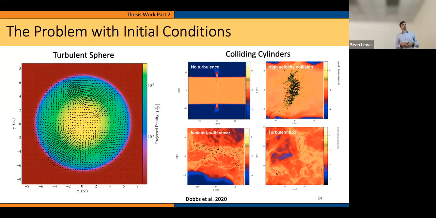And another example of initial conditions, from Claire Dobbs's work, has cylinders of gas colliding together to form star clusters. These initial conditions are useful for us in the sense that they're very easy to initialize, very easy to set up, and they are close in modeling what giant molecular clouds are like in reality. But of course, in real life, we don't actually observe any perfectly spherical gas clouds or perfectly cylindrical colliding clouds.